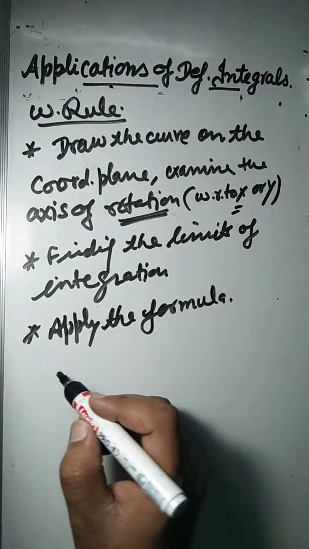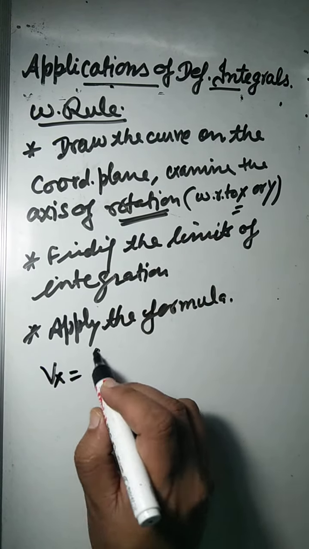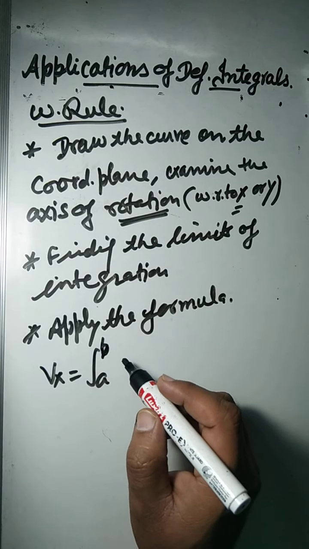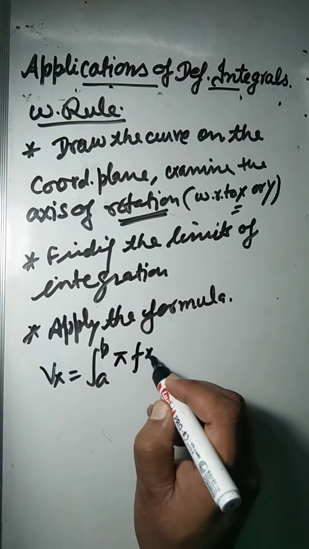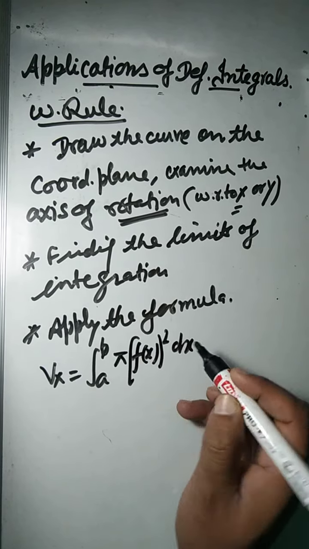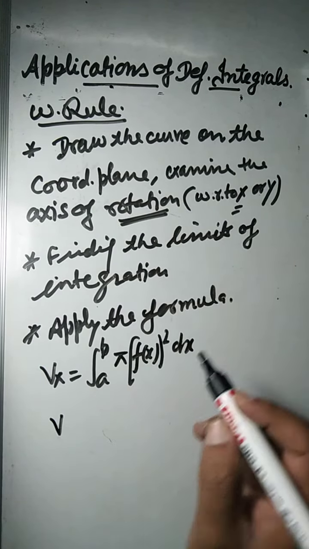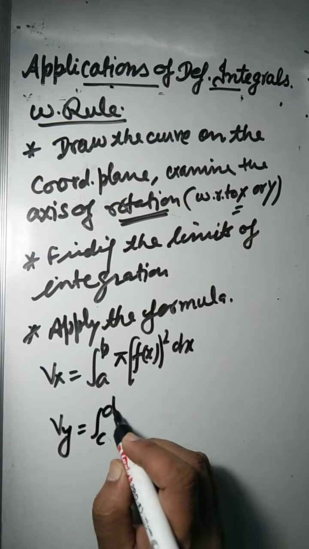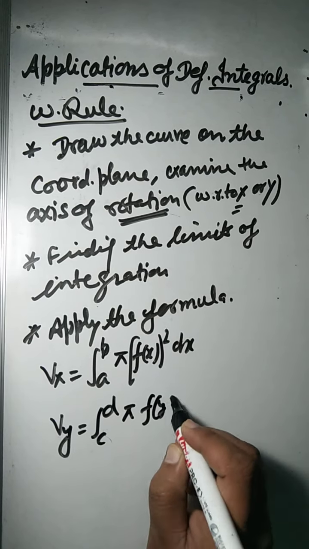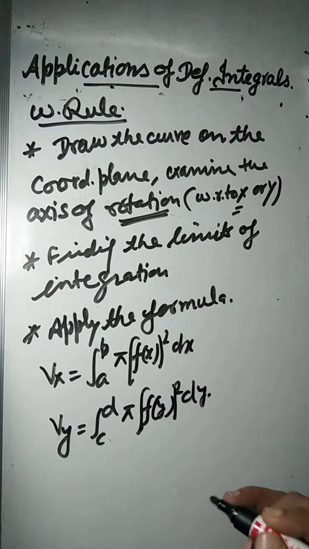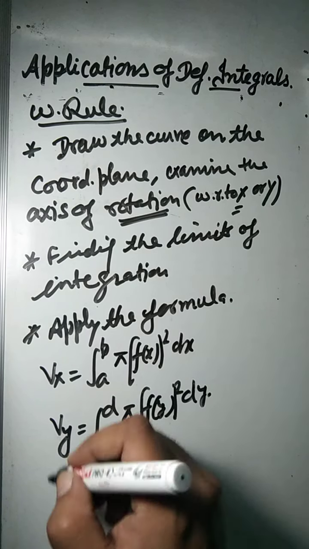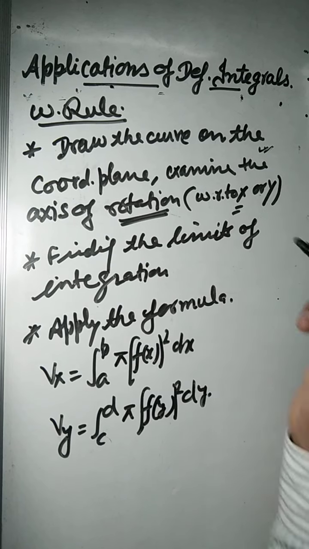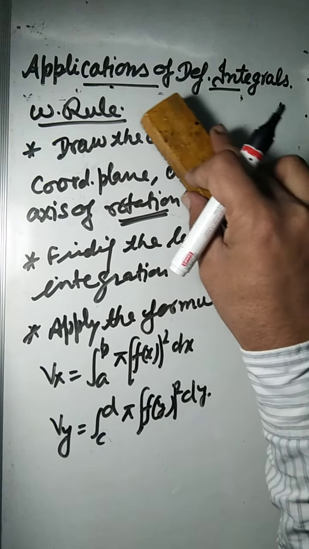If with respect to x, then we apply volume around the x-axis equals the integral from a to b of pi f(x) whole squared dx, as we have discussed. And if the rotation is along the y-axis, then volume around y equals the integral from c to d of pi f(y) squared dy. We will apply this formula, and with this working rule we will solve some numerical problems.